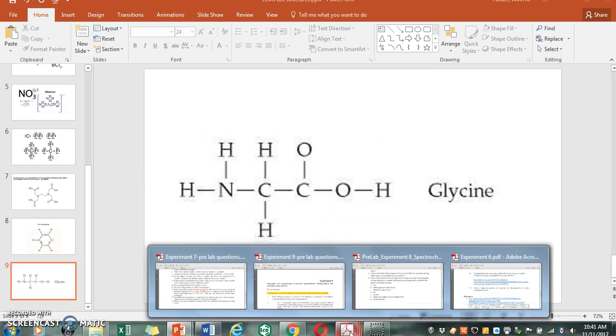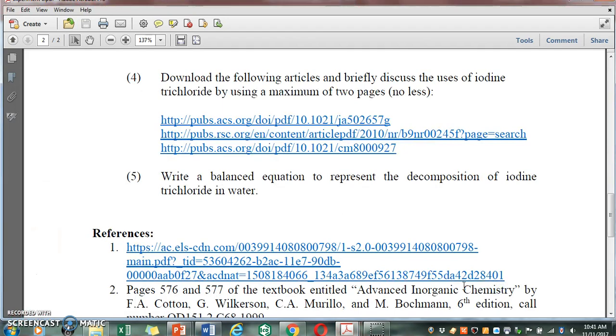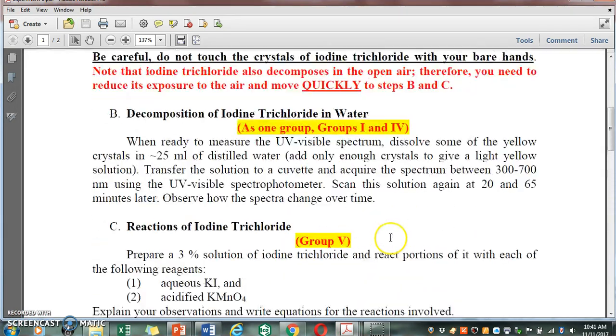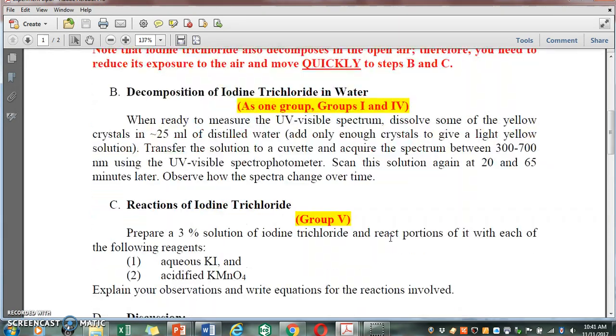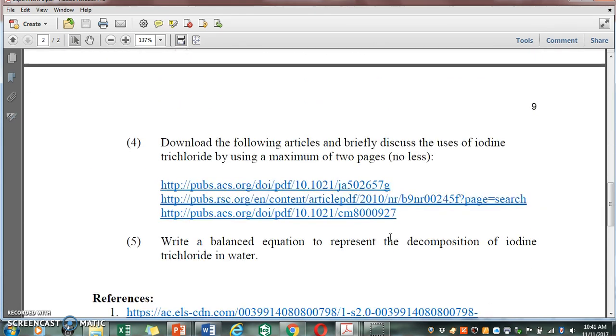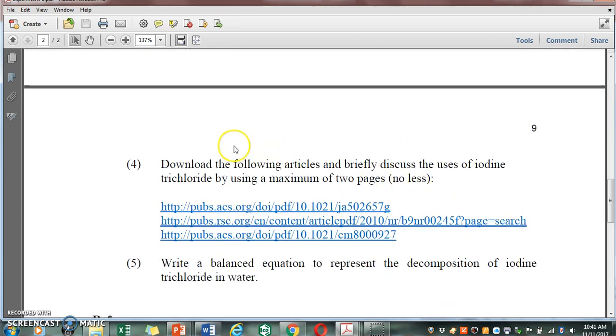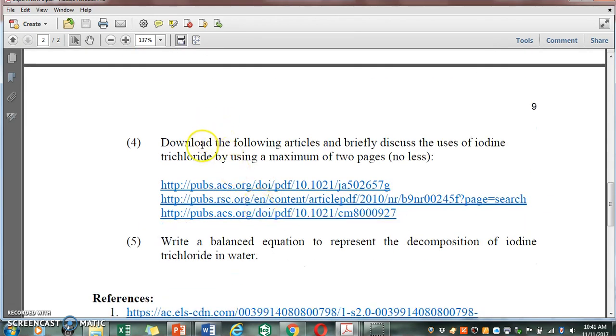Now, regarding the pre-labs, let's look at the pre-lab questions for experiment 6, for iodine trichloride. For question E, part 4, you are supposed to download the following articles and briefly discuss the uses of iodine trichloride using a maximum of 4 pages, and no less than 2 pages. You're not supposed to have done less than 2 pages.